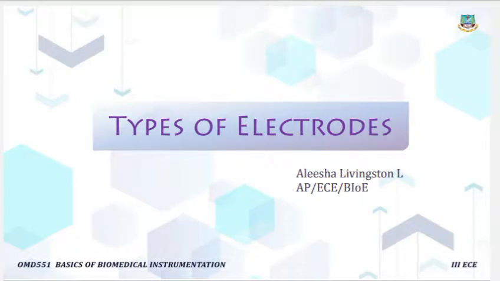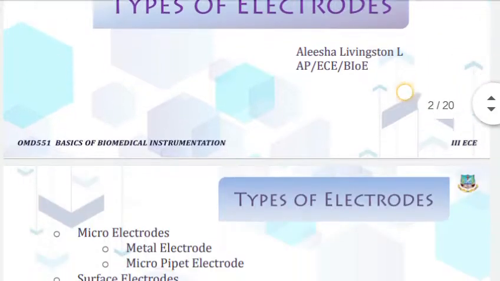Good afternoon. Today we are going to discuss types of electrodes. What are electrodes? Electrodes are used to pick up the electrical signals of the body. The electrode pair plays the role of a transducer, that is, it converts ionic current to electrical current. Then we are going to the types of electrode.